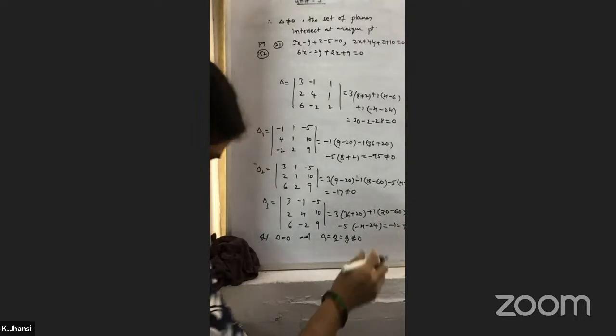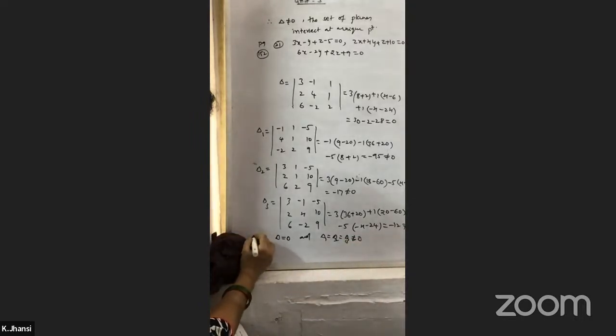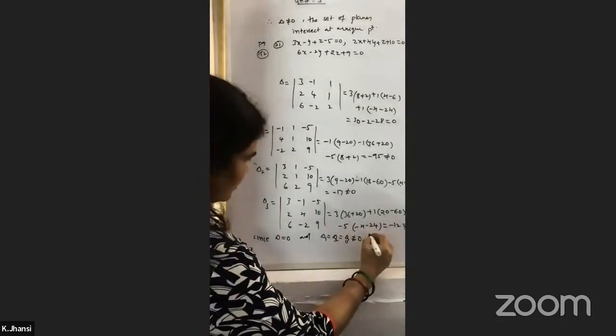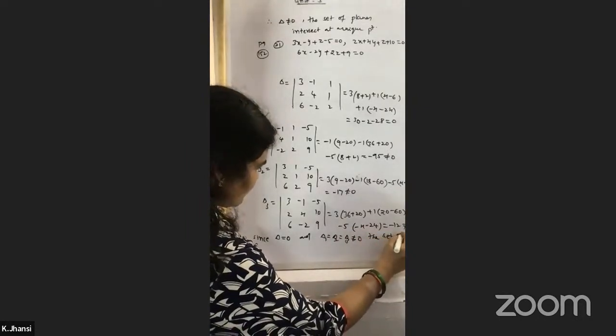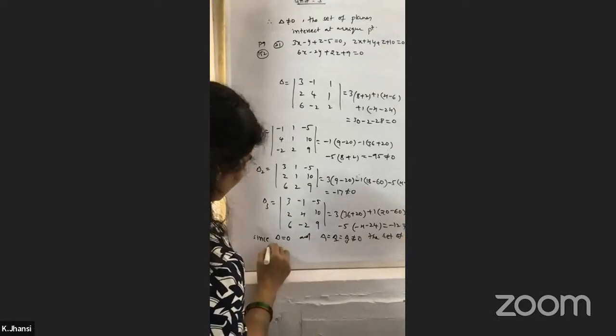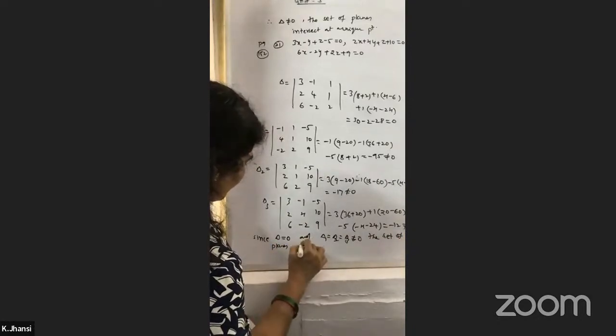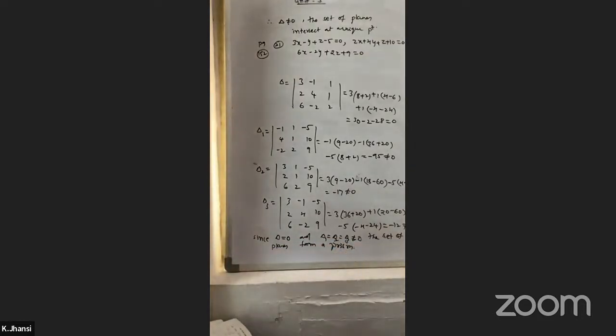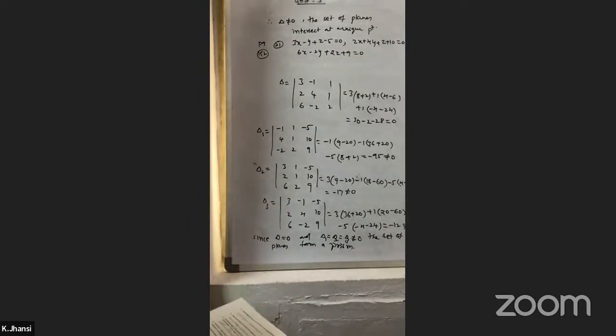Here you can write: since delta equals 0 and delta 1, delta 2, delta 3 are not equal to 0, the set of given planes form a prism. If you get this delta value as 0 and these three values as 0, then they intersect in a line. Okay, you can see that example in the example problem you have.